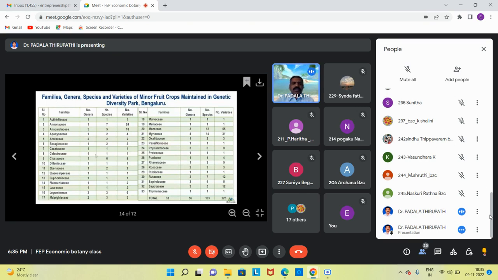So this slide shows how these different 33 families, how many genera, and how many species there are. Among these species, it shows how many varieties are mainstreamed or maintained in the genetic diversity park in Bengaluru, as we observe in this slide.